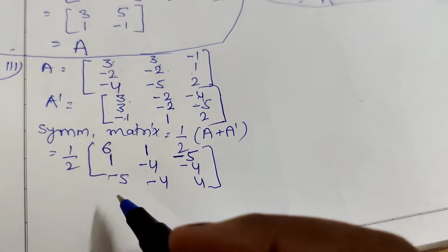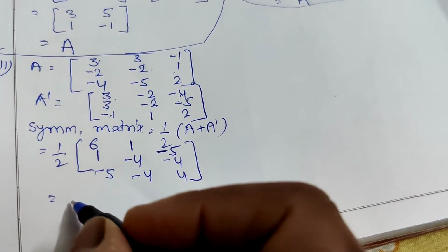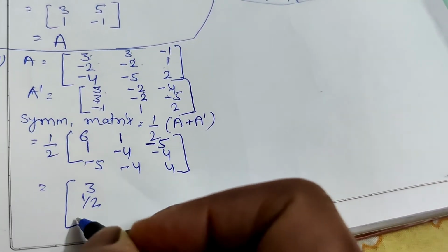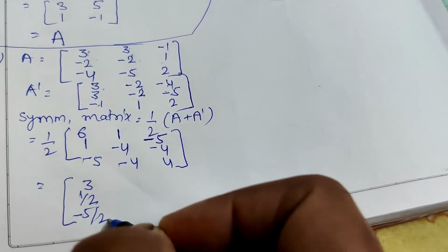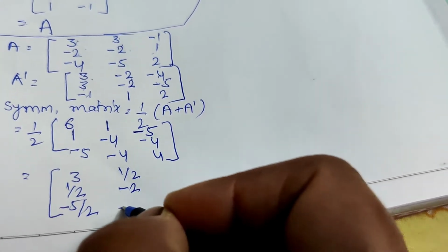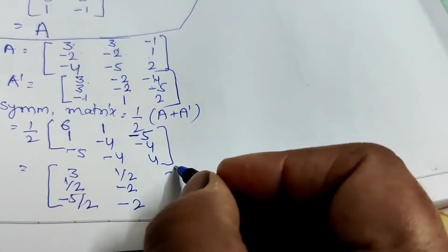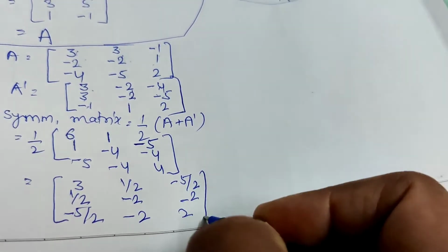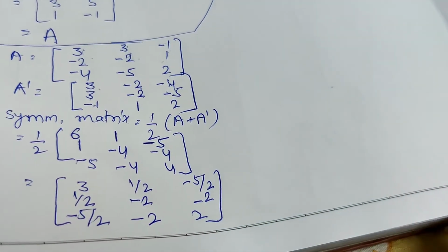And now 1/2, we can divide by 2 each element. 3, 1/2, minus 5/2. 1/2, minus 2, minus 2. Minus 5/2, minus 2 and 2. This is the half of A plus A dash.